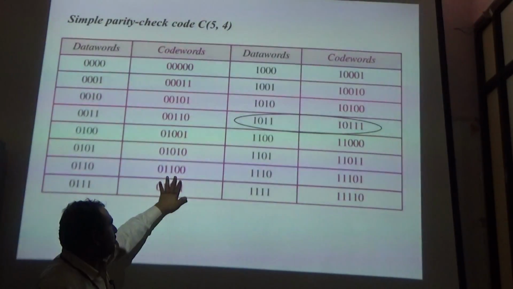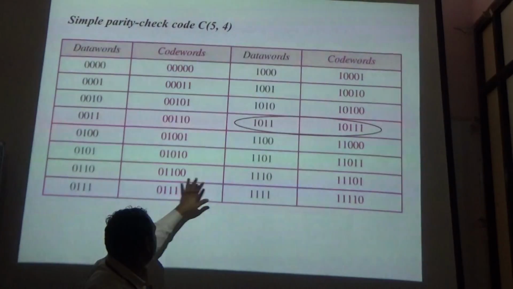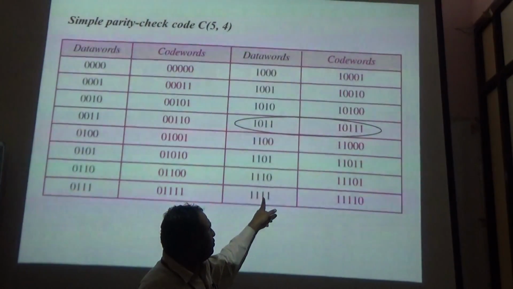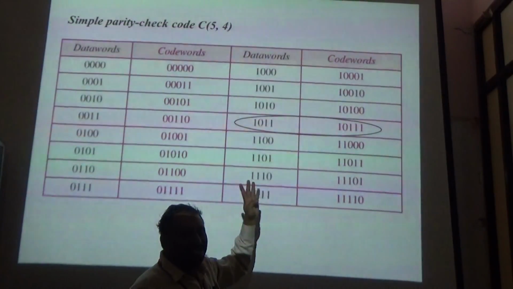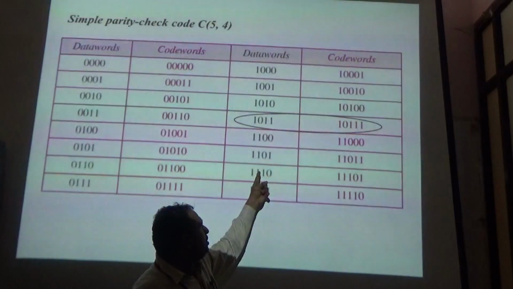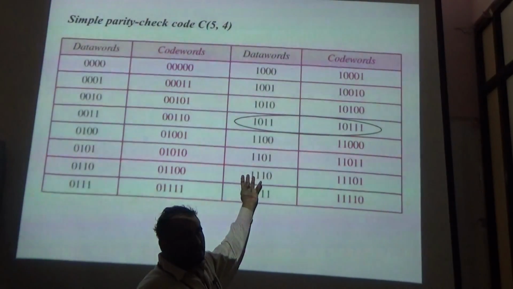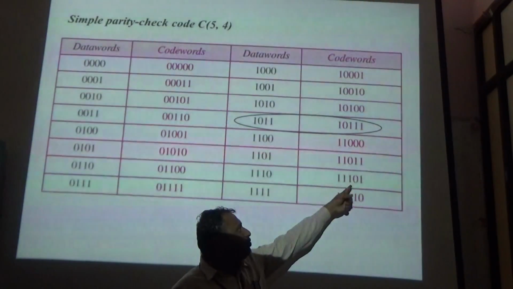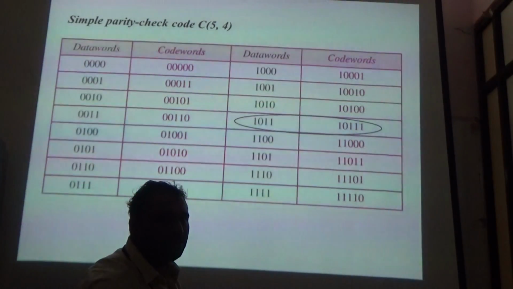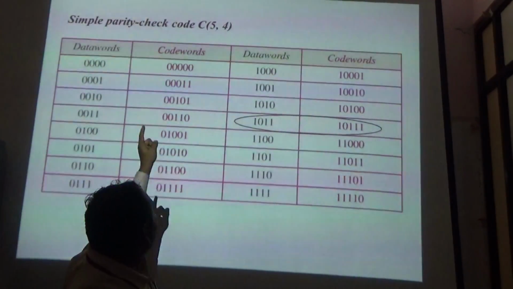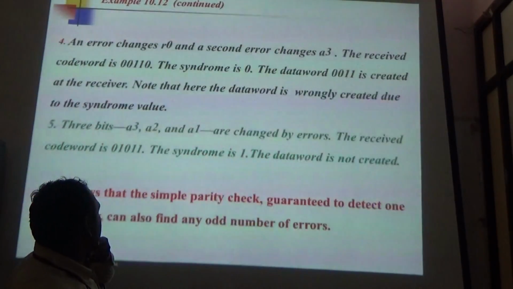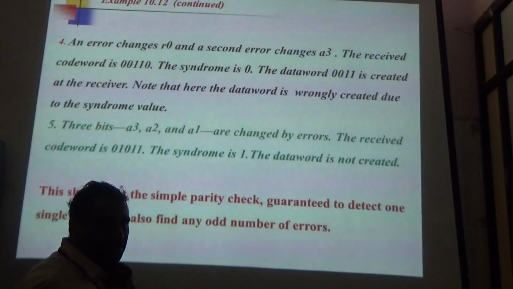So how is the code word generated from this data? 1, 2, 3, 4. 4 ones are there, 4 is an even number, so the value here is 0. 1, 2, 3. 3 ones are there, which is an odd number, so the value here is 1. That way code words are generated. In short, the generator here is nothing but a parity check generator. Next. So let us take, prior to that.